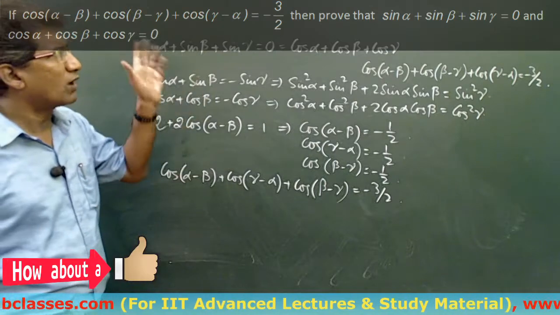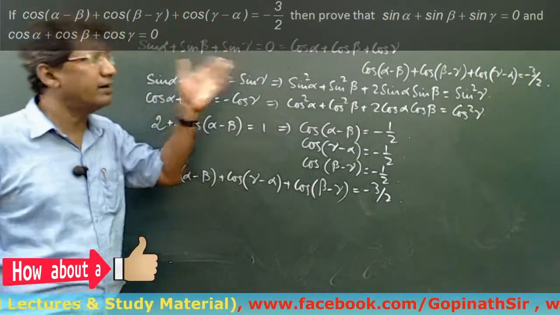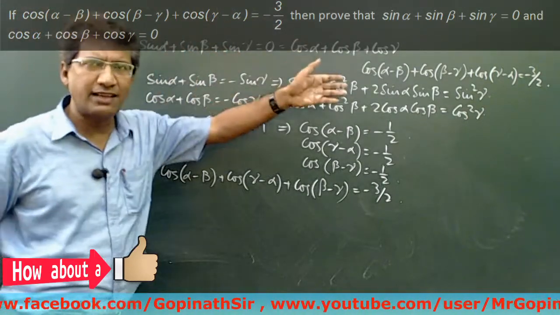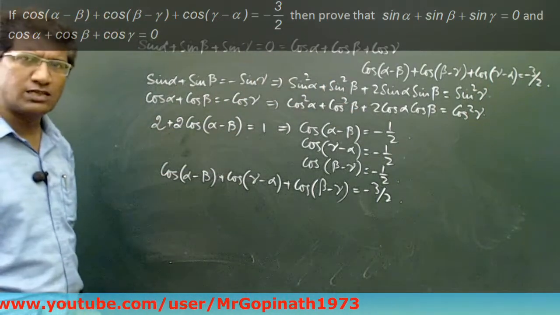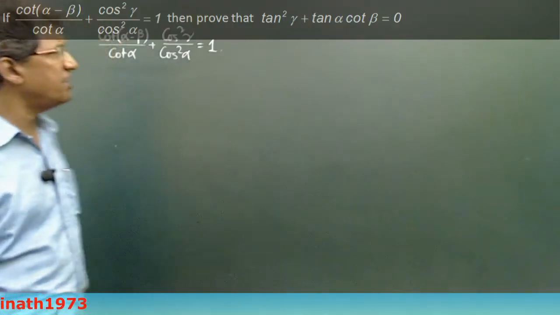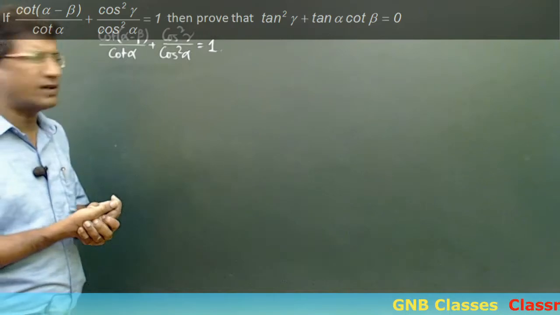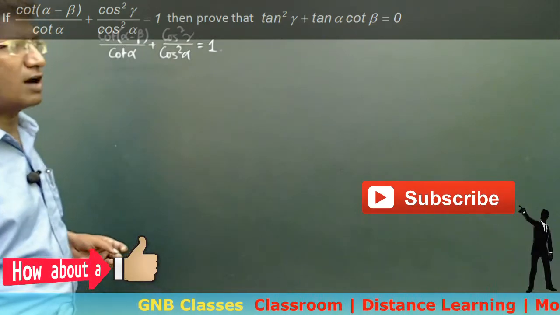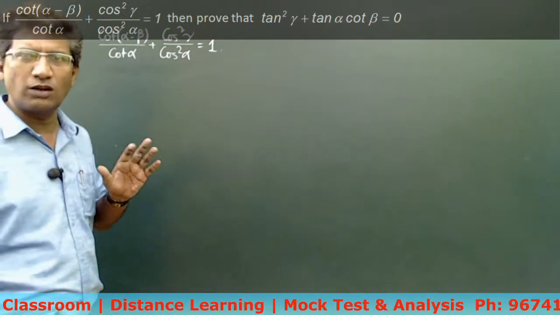That is, what has been given to prove, we have taken as our condition, and what is given in the condition in this sum, we have taken to be proved. Is it clear? So, have you understood this? Absolutely. In this sum, they have given us cot alpha minus beta by cot alpha plus cos square gamma by cos square alpha equals 1, and we have to prove that tan square gamma plus tan alpha cot beta equals 0. Is it clear to all of you?